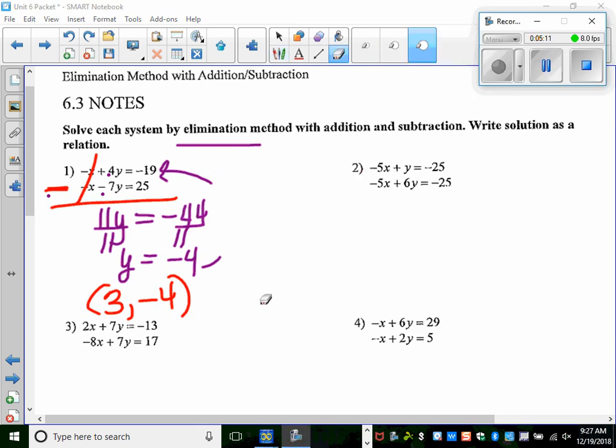So in number 2, I'm going to put a minus sign again because I want the bottom one to be a positive.